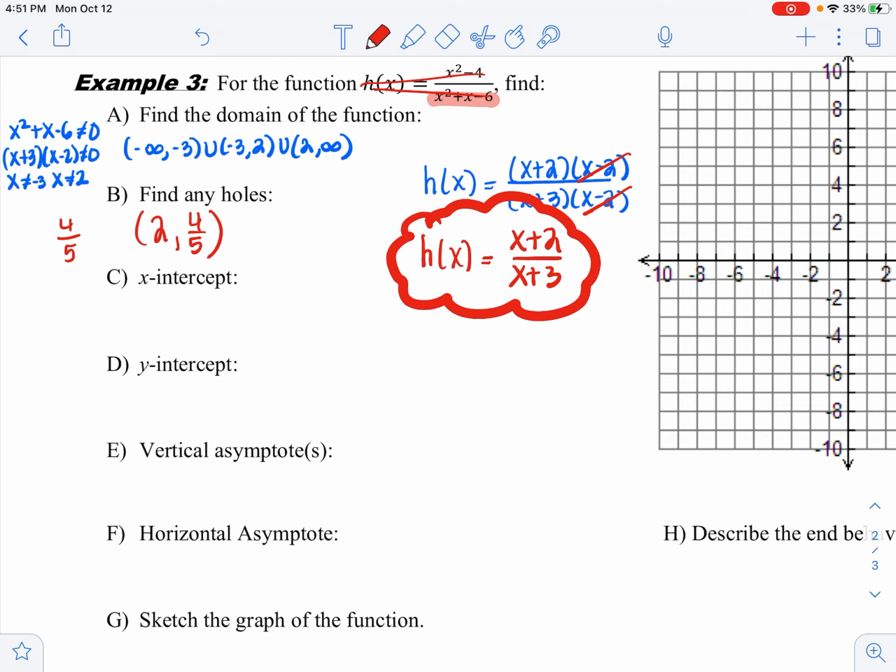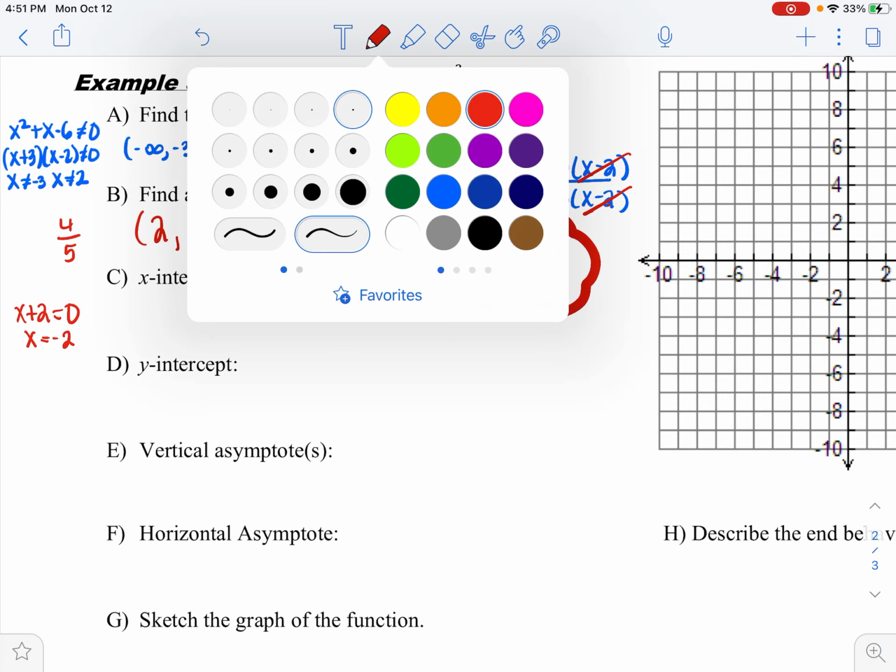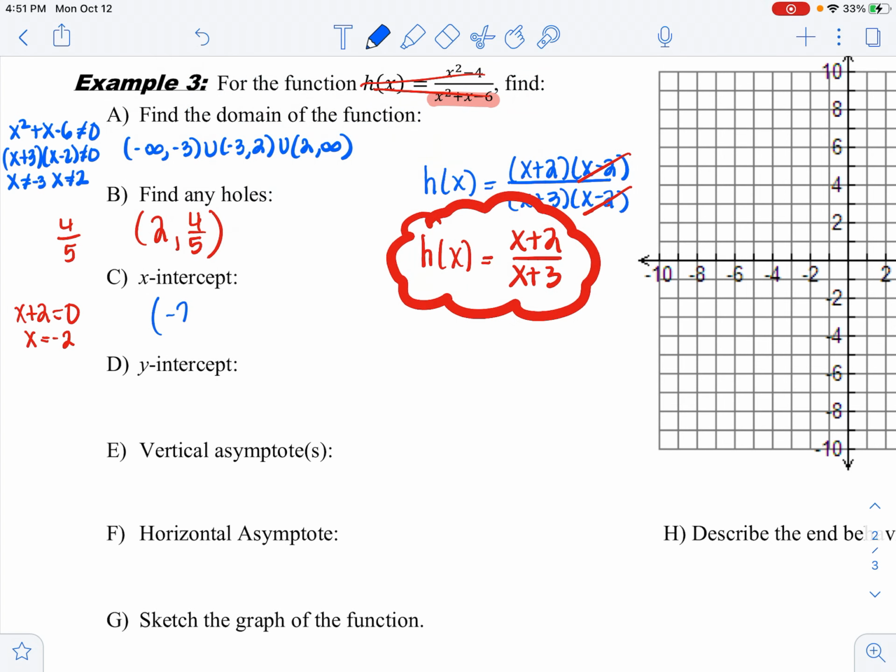All right, now I need my X-intercept. X-intercept shortcut is set the numerator equal to 0 and solve. So if I set the numerator equal to 0 and solve, I get x equals -2. So there is an X-intercept at -2, 0. Y-intercept, plug in 0 for x and see what you get for y. In my numerator, I get 2. In my denominator, I get 3, so 2/3. Remember, if the fraction's simplifiable, you need to simplify it. Neither of these fractions were simplifiable.